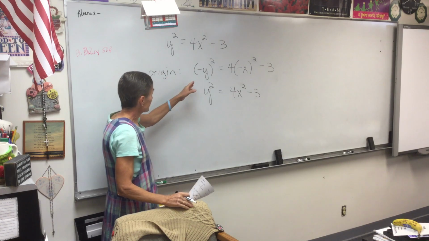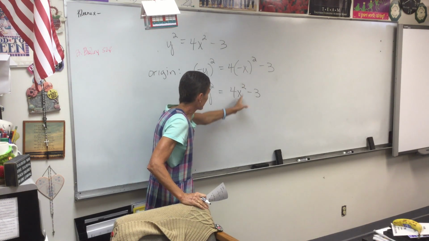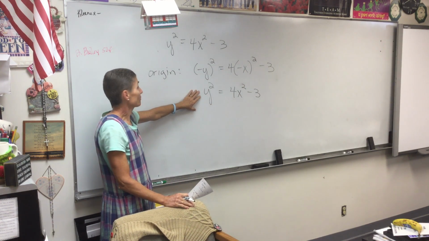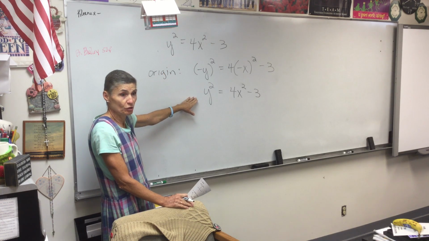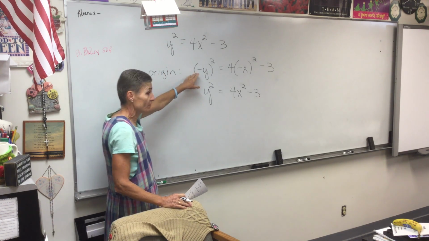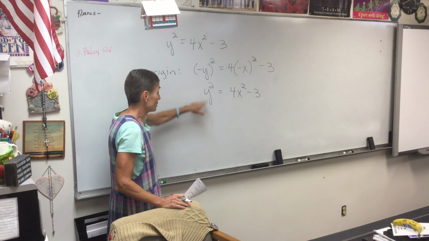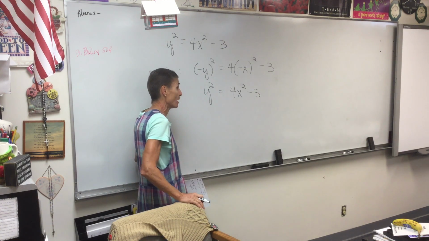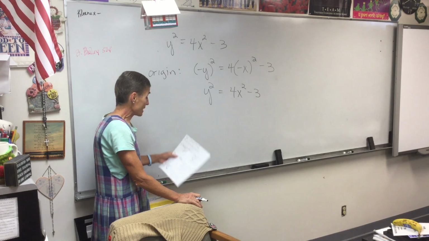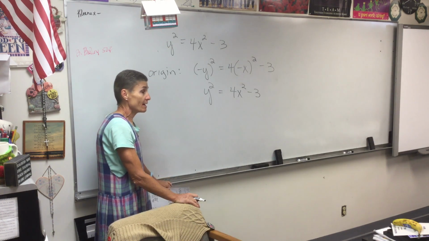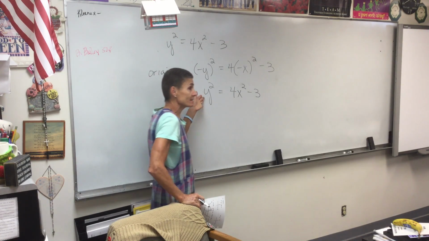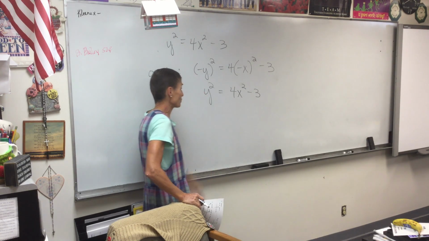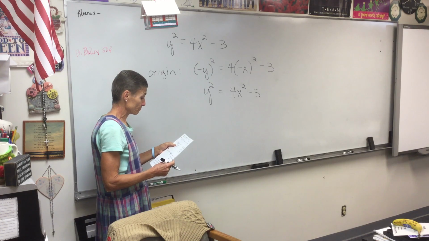What happens when I square my negative and I square that negative? What do I end up with? The original problem. And when you end up with the original problem after you've done the test, it means you do have symmetry. So the answer to the question is, yes, it is odd. And why? Because it passes the test for symmetry about the origin.